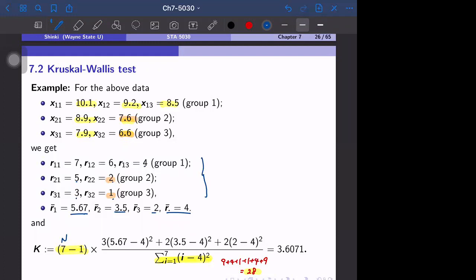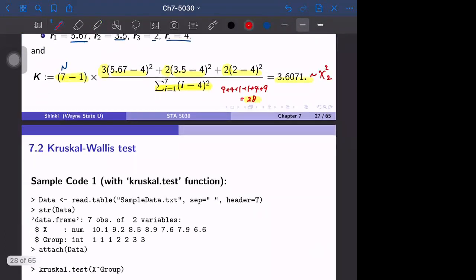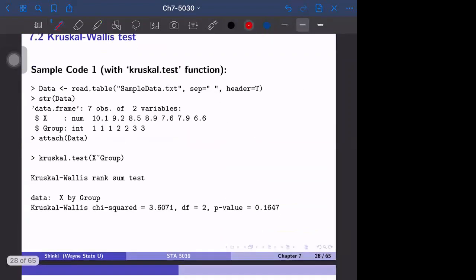We have the sample sizes here, 3, 2, 2. Then R1 bar minus R dot bar squared, and the same for the second and third groups. In total, this becomes 3.6. This follows the chi-square distribution with 2 degrees of freedom, because we have 3 groups, so 3 minus 1 is 2. On average this should be 2, but now it's 3.6. So possibly it's marginally significant, but with only 7 observations, we probably do not reject the null hypothesis.